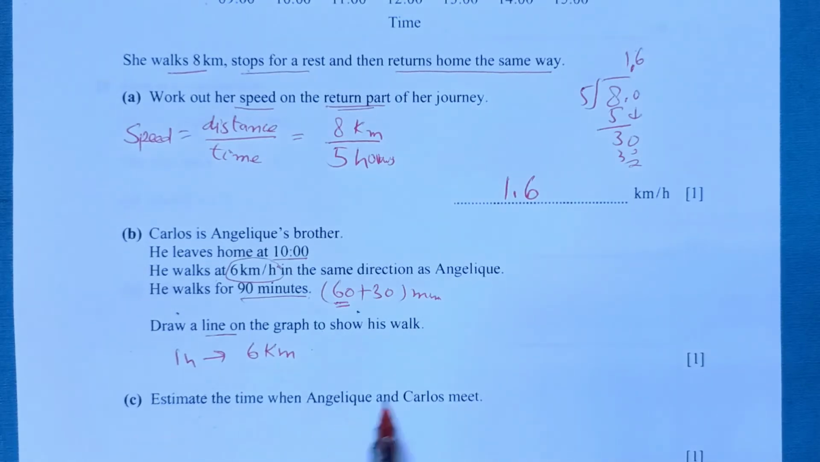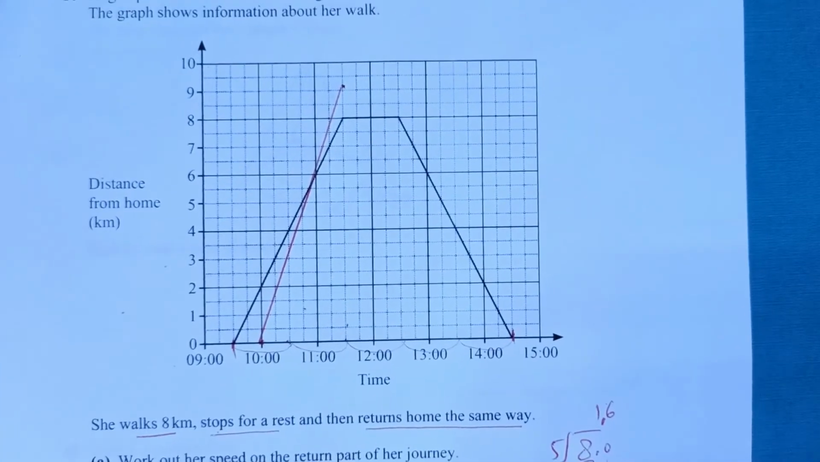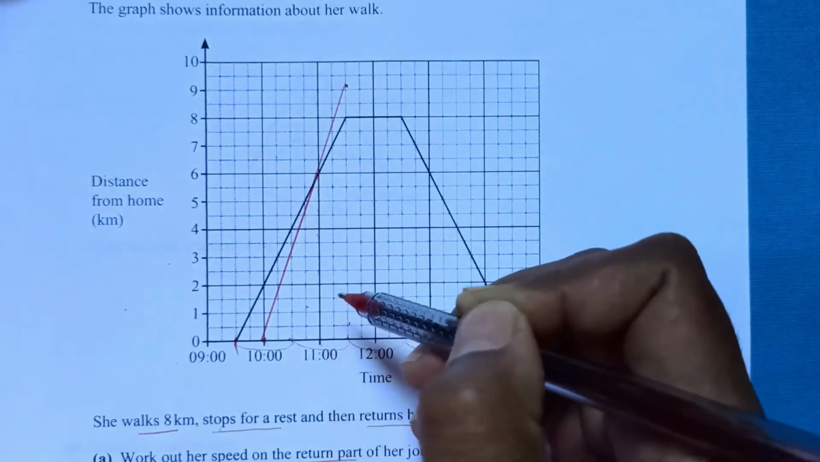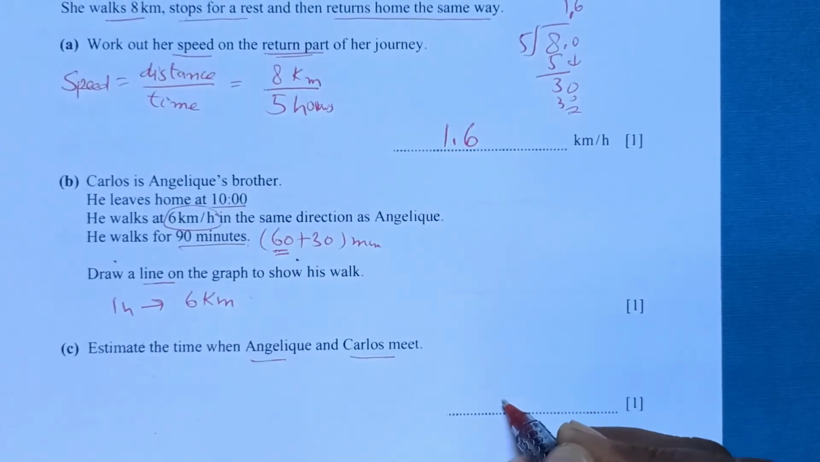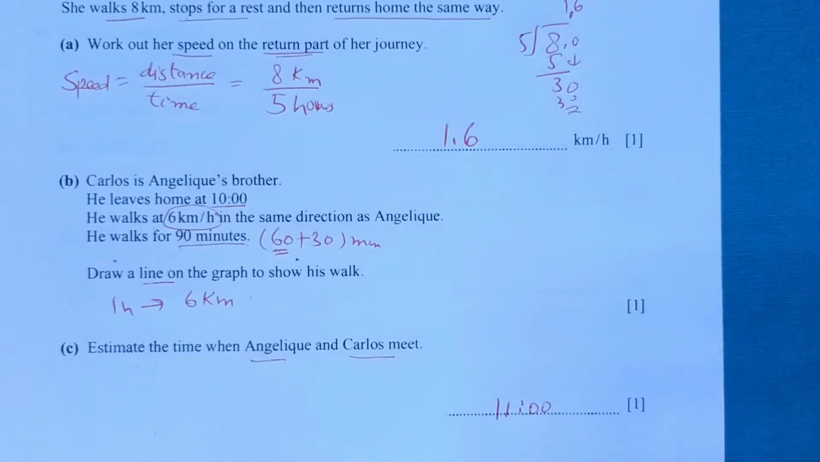Estimate the time when Angelique and Carlos meet. We need to see when they meet here. So Angelique and Carlos, they meet at this point. So here is this point. So the approximate time, this is 11 o'clock. So here we are going to write down 11 because they meet each other at 11.